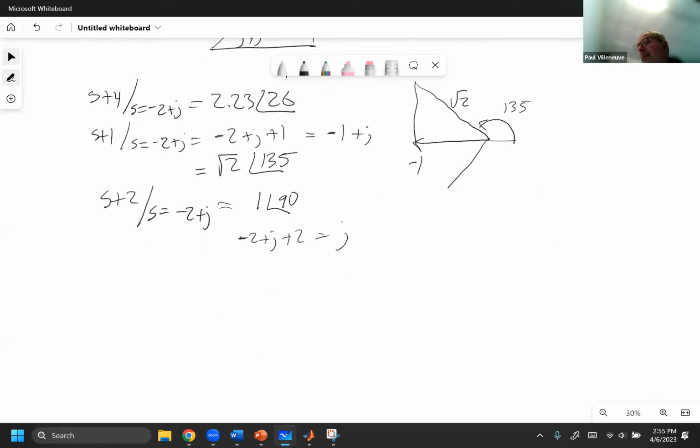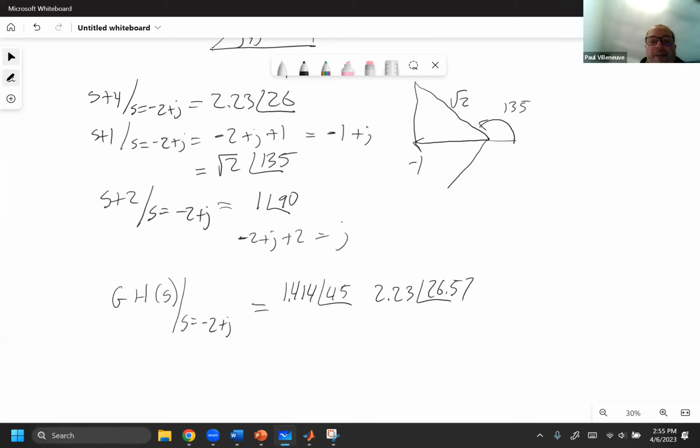So now we have all the magnitudes and angles for my GH of S evaluated at S equals -2 plus J. I got 1.414, which is the square root of 2, at an angle of 45 degrees. I got 2.23 at an angle of 26.57. I got 1.414 at an angle of 135. And I got 1 at an angle of 90. So very good. Looks like we're getting a little bit of the hang of how to calculate magnitudes and angles.